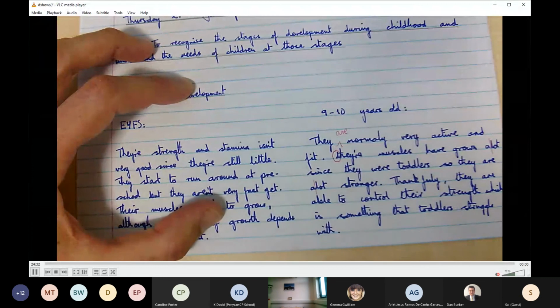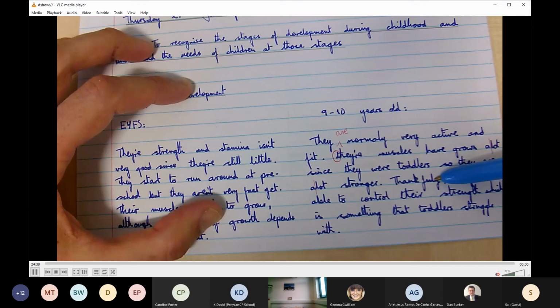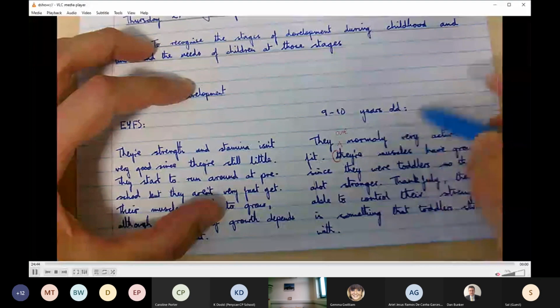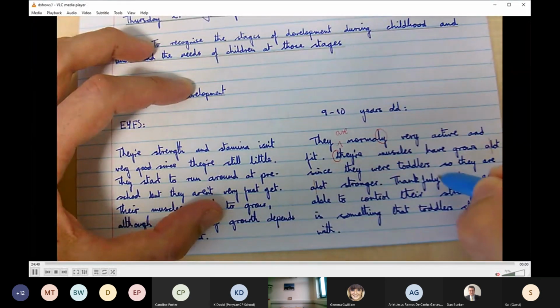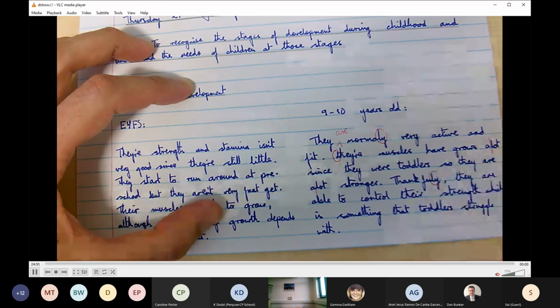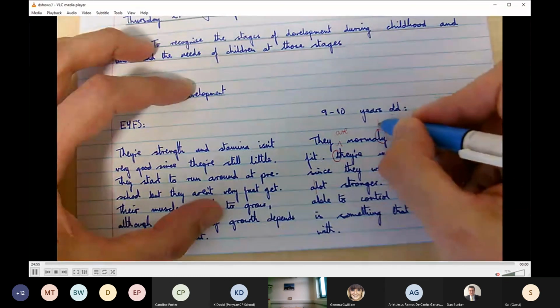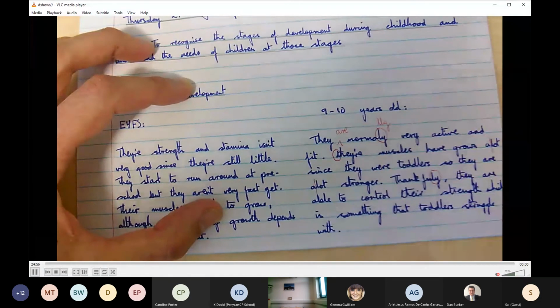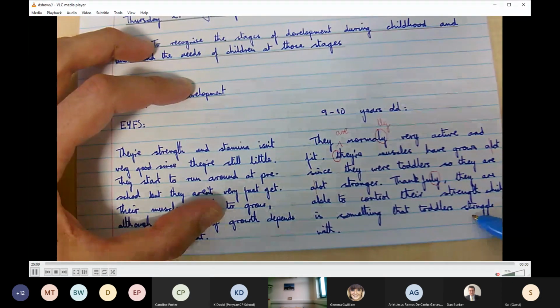Thankfully, when I look back at the top of this paragraph, I can see there's a misconception, a SPAG misconception around the use of the suffix, where this child has used a single L in the suffix. Of course, we should be using double L-Y. A double L-Y is what we should be using. They're able to control their strength, which is something that toddlers struggle with.